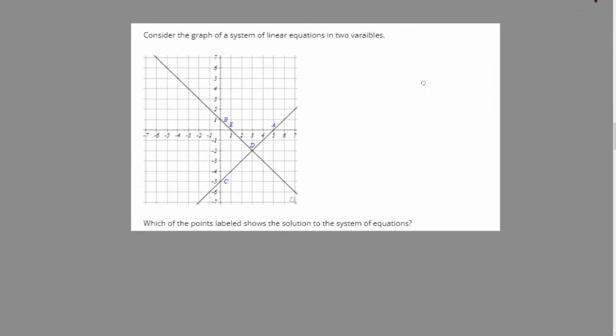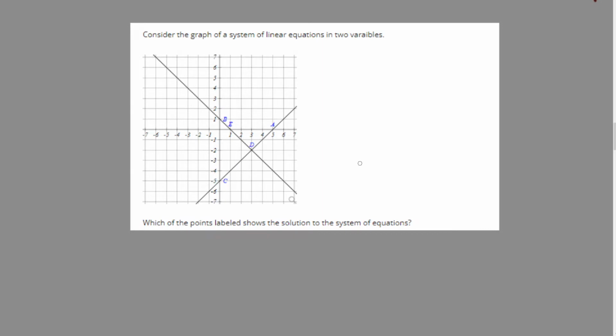This one is telling us to consider the graph of a system of linear equations in two variables. And it's going to ask us which of the points labeled shows the solution to the system of equations. We know that the solution is where they intersect, right? And it looks like D is the label of that point. So our answer would be D.